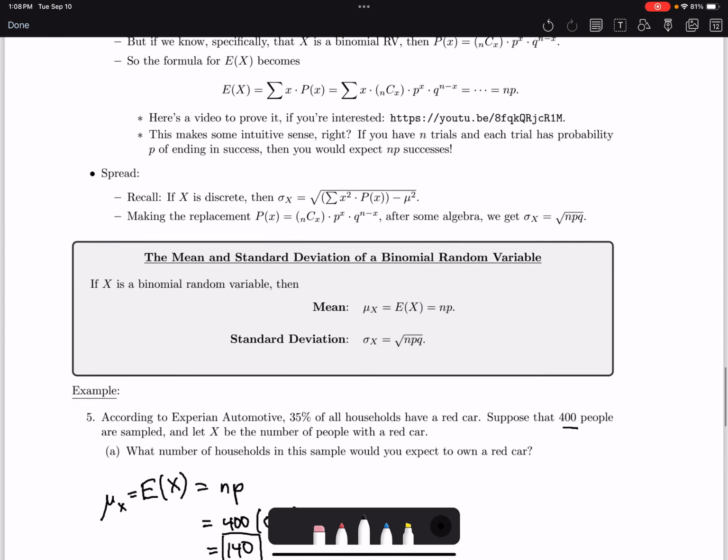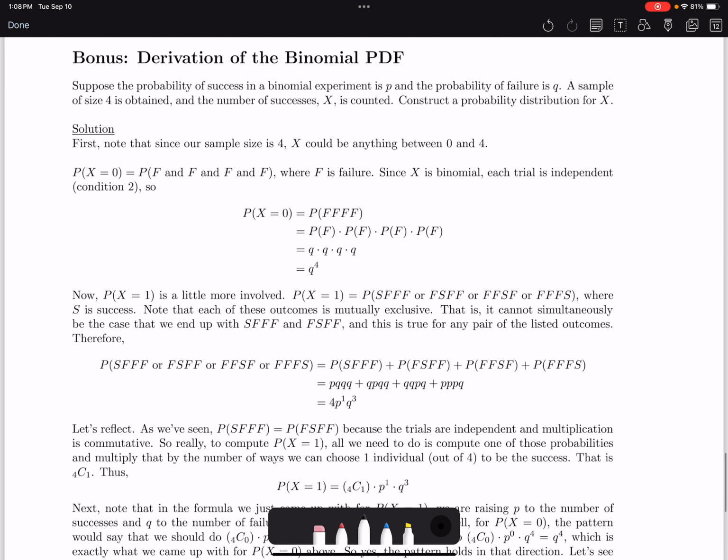I'm not going to sit here and read this last page to you, but let me point out some things that I think are interesting. To try to see why we get the formula that we get, let's look at an example. Suppose the probability of success in a binomial experiment is P, and the probability of failure is Q. A sample size of 4 is obtained, so n equals 4, and the number of successes, x, is counted. We're asked to construct a probability distribution for x.